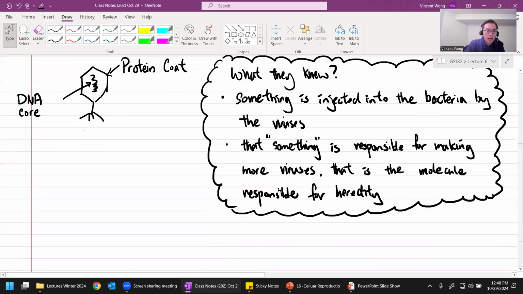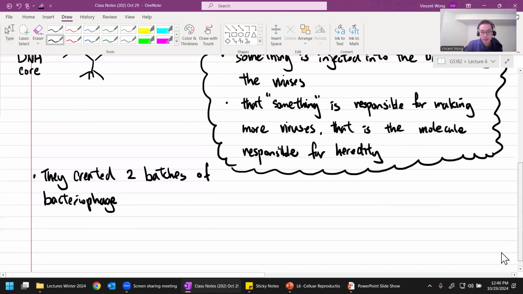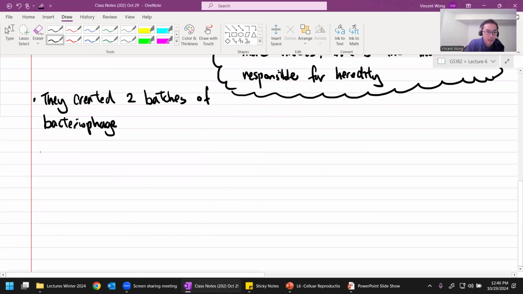So, Hershey and Chase created two batches of bacteriophage. Batch number 1 was grown in sulfur 35.